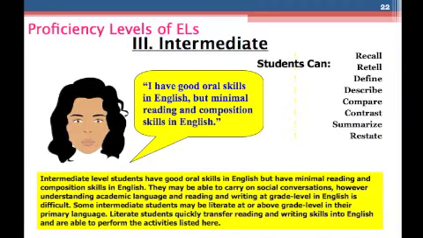Absolutely. The third level then, which is still BICS, that basic level, is where students have good oral skills in English but minimal reading and composition skills. So I want to change that minimal to basic reading and composition skills in English. Here, students can recall, retell, define, describe, compare, and contrast. So they can do quite a bit of work, but they still need a lot of support in that language.